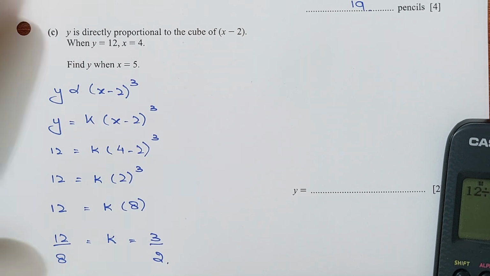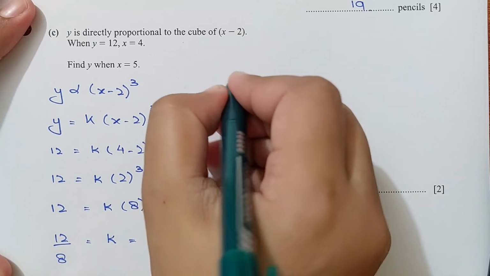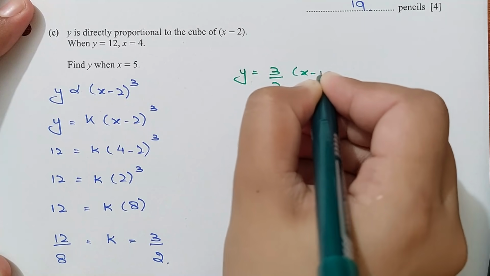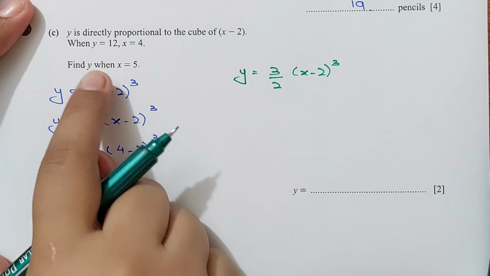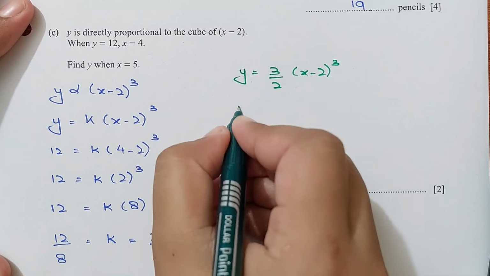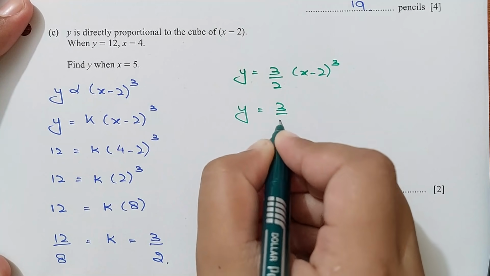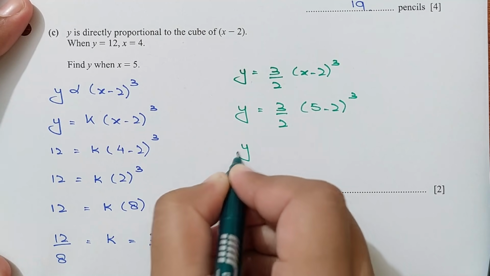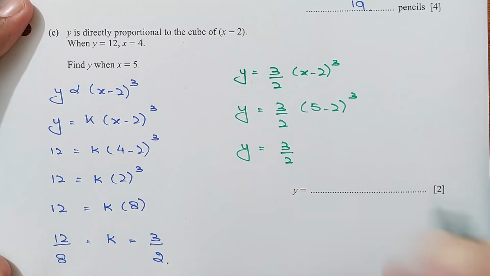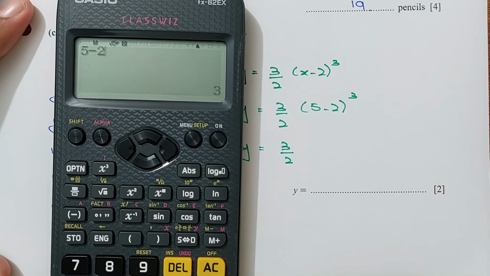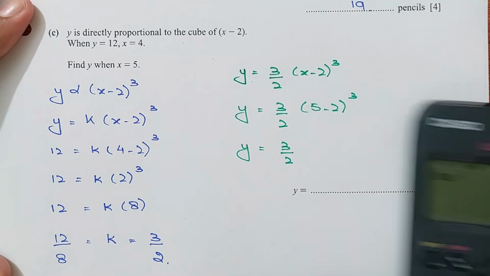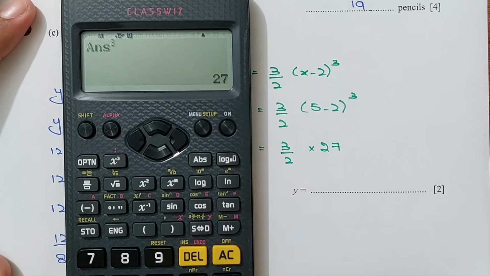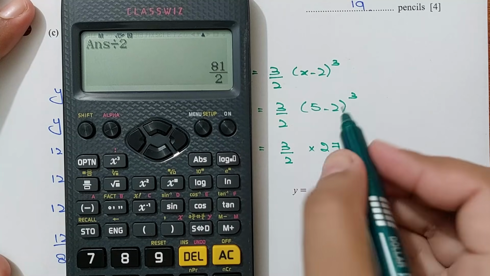Alright, now find y when x is 5. So y equals k, 3 by 2, times x minus 2 whole cube. This is the equation. We have to solve for y when the x value is 5. So y equals 3 by 2 times 5 minus 2 whole cube. 5 minus 2 is 3, and 3 whole cube is 27. Right. So 27 times 3 divided by 2 is 81 by 2.